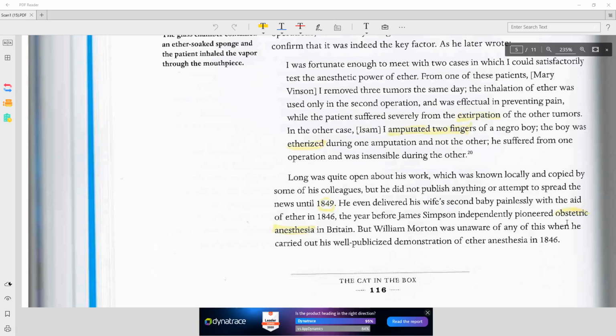Long was quite open about his work, which was known locally and copied by some of his colleagues, but he did not publish anything or attempt to spread the news until 1849. He even delivered his wife's second baby painlessly with the aid of ether in 1846, the year before James Simpson independently pioneered obstetric anesthesia in Britain. But William Morton was unaware of any of this when he carried out his well-publicized demonstration of ether anesthesia in 1846.